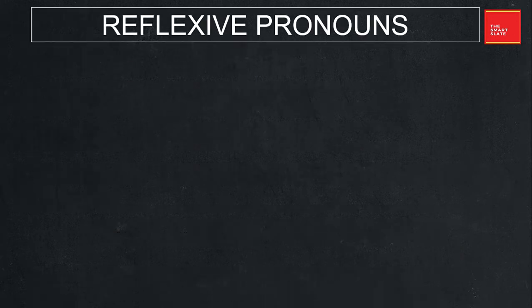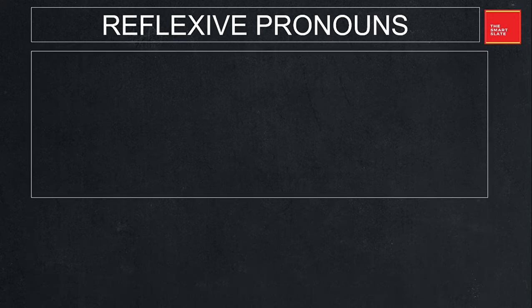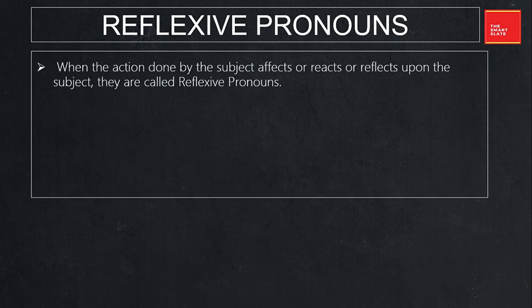Moving towards the second type is reflexive pronouns. So reflexive pronouns are nothing but when the action done by the subject affects or reacts or reflects upon the subject. So when the action reflects upon the subject, that is the noun you can say or the person who is doing something, it is reflecting upon the same person.